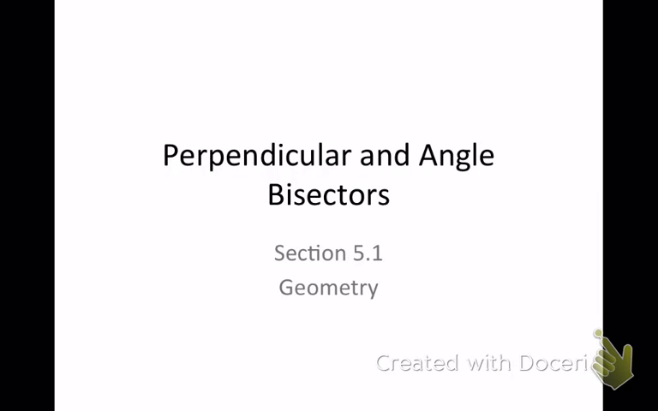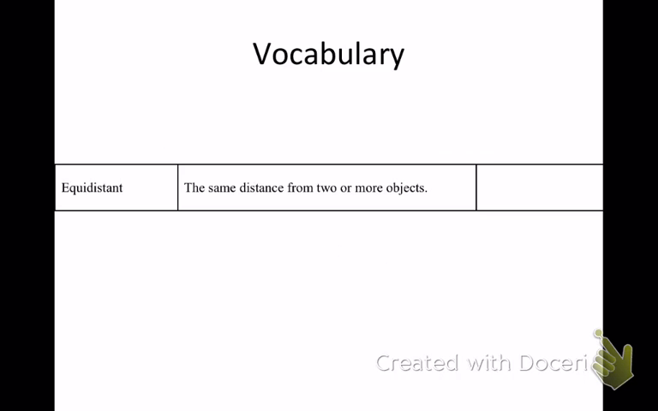So today we're going to talk about perpendicular and angle bisector, section 5.1. Now remember, perpendicular means two lines that cross at a 90-degree angle. An angle bisector means it cuts an angle in half. So there's two equal sides. Okay, so two key words that'll get us started.